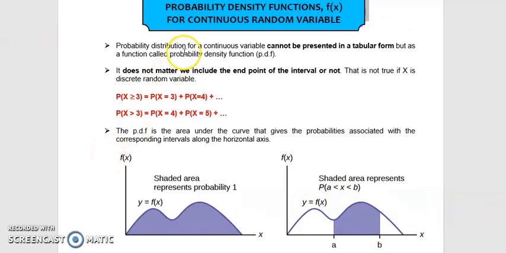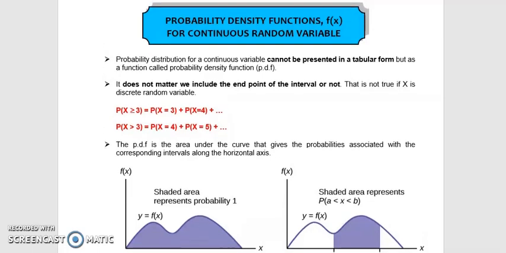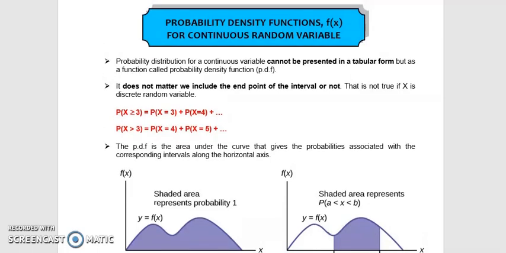For continuous random variable, how do we find the probability? We need to apply some basic integration. In discrete, in order to find the probability distribution function or the cumulative distribution function, you total up the probabilities. But in continuous, we need to integrate the PDF.